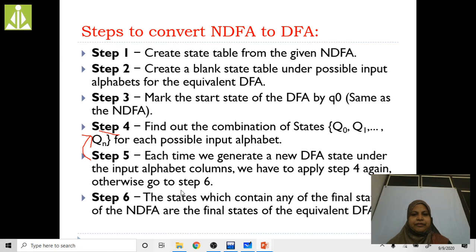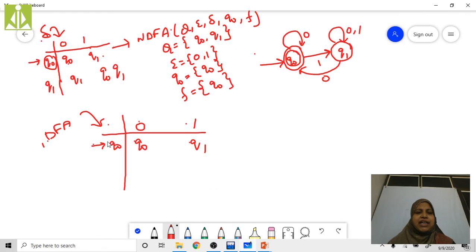Now step 5, each time we generate a new state under the input alphabet column. See here. In this case, while I am going to apply 0 input on Q naught, I am getting Q naught. Q naught on 1, Q1. Here already I have written the transition for Q naught. Now here same Q naught state is there. So this is not the new state. Now Q1. Is there any Q1 in the column side? No Q1 is there. So Q1 is the new state. Now my new state is Q1, right?